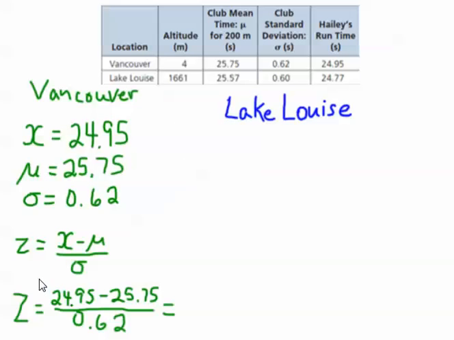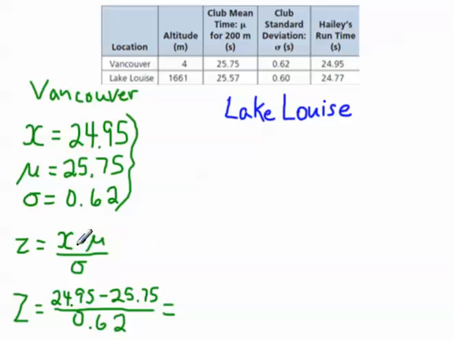So let's take a look at the Vancouver numbers. In Vancouver, she had a time of 24.95. That's her data value. The club average was 25.75. So she was faster. Less time means she was faster than the average. And the standard deviation was 0.62 seconds. So those are our numbers for the Vancouver 200-meter run.